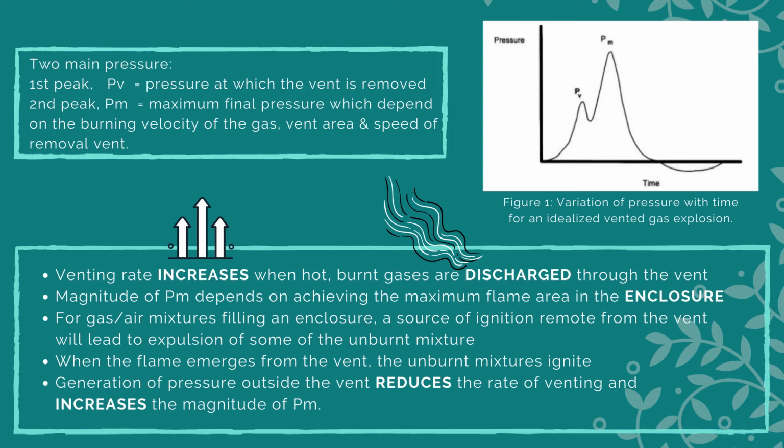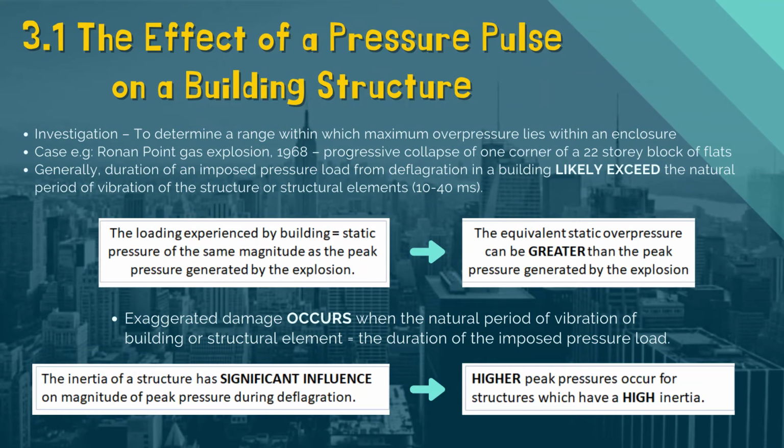Based on the figure, there are 4 points that should be noted for the variation of pressure with time for an idealized vented gas explosion. The effect of a pressure pulse on a building structure is usually to determine a range within which the likely maximum overpressure lies. The inertia of a structure or structural element significantly influences the magnitude of peak pressure during deflagration. It means higher peak pressures occur for structures which have a higher inertia.